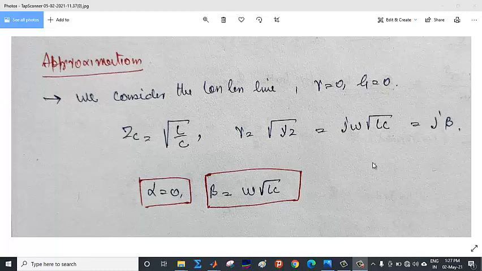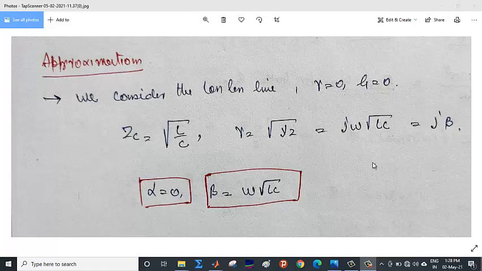In this class, we'll start with the approximation that we usually do for our practical transmission line. In the previous class, we discussed the long transmission line. We discussed the surge impedance loading, incident voltage wave, reflected voltage wave, etc. Today, we'll start with the approximation.